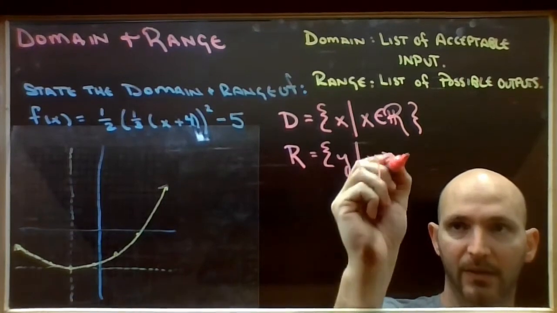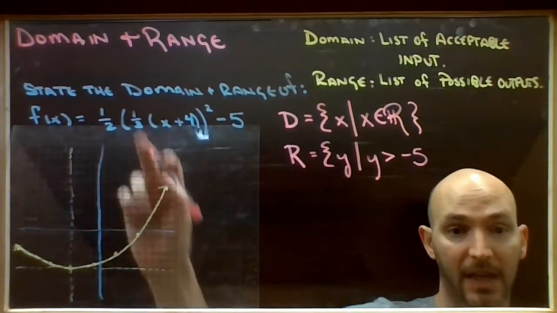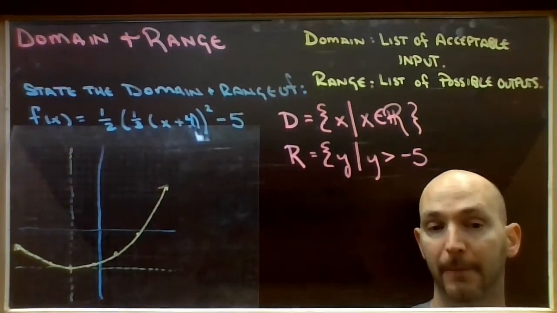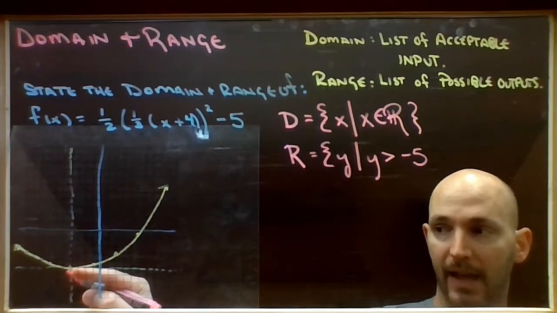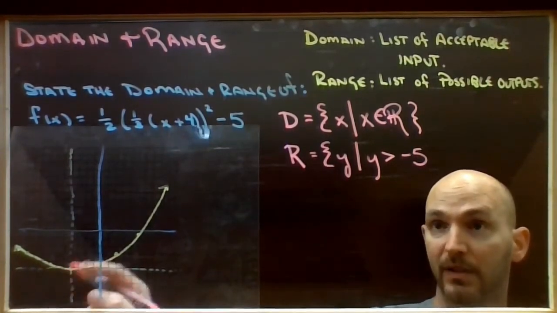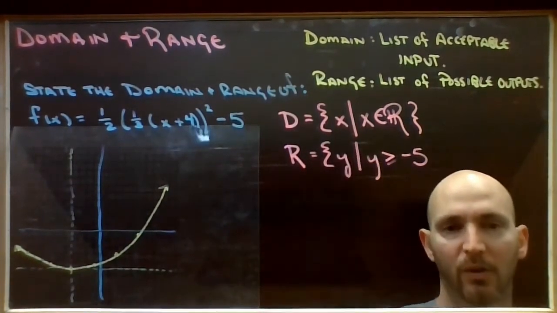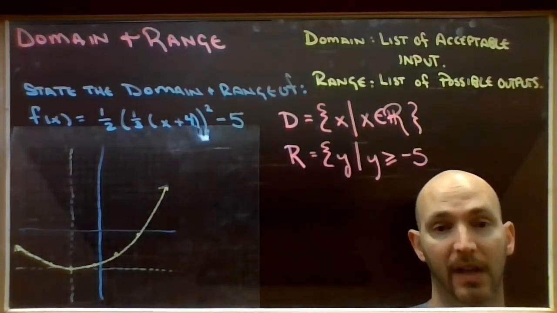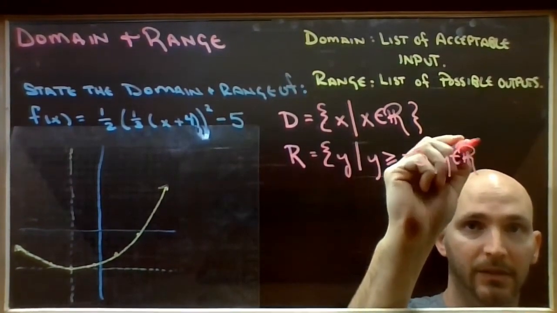Y has to be greater than -5 because they are all above that line, right? You pop in the line y equals -5 and this parabola is always above it, except for one place, right there. At the vertex, the parabola actually touches -5. So it's not just greater than, it's greater than or equal to -5. And they must be real numbers.